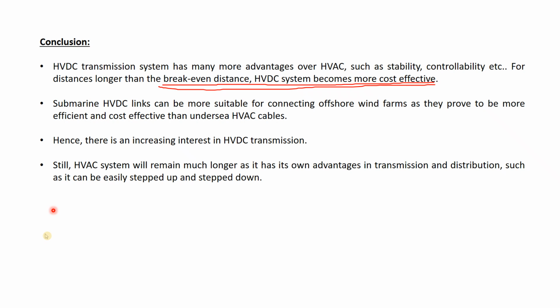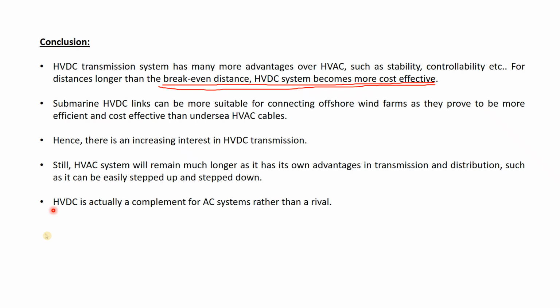Because for distribution from one substation to another, the distance is very small, 10 kilometers, 20 kilometers, or even less than that. So obviously distribution will always take place with the help of AC, and even for transmission over 50 kilometers, 100 kilometers, HVAC is preferred for those distances.